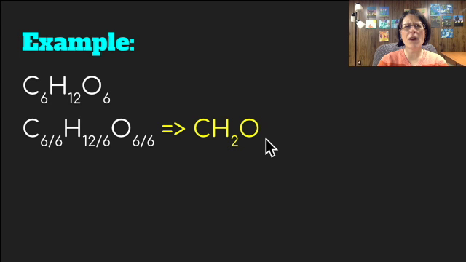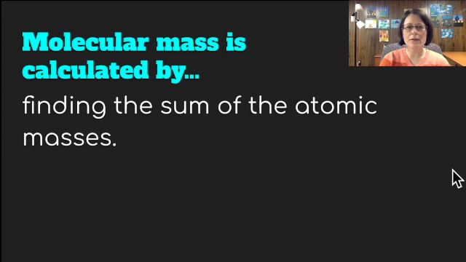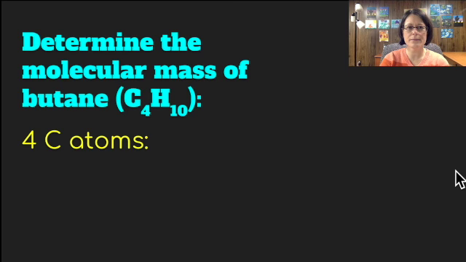Now there are a lot of things that have this empirical formula, so this isn't as helpful, but empirical basically means experimental. So when we do experiments, we could come up with this formula perhaps for the ratios between these different elements. One thing you can do if you know a molecular formula is you can determine the molecular mass. Molecular mass is calculated by finding the sum of the atomic masses.